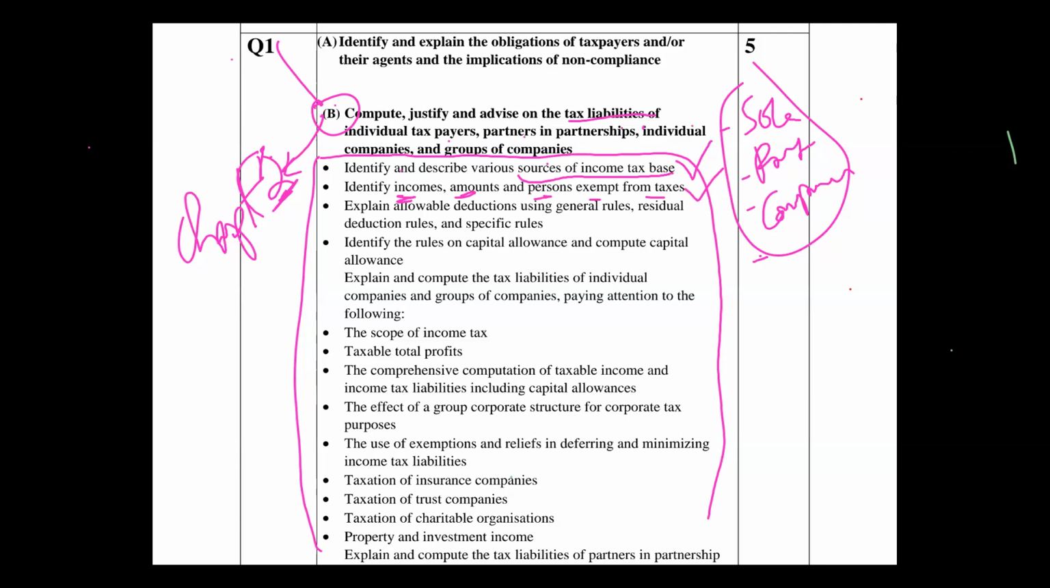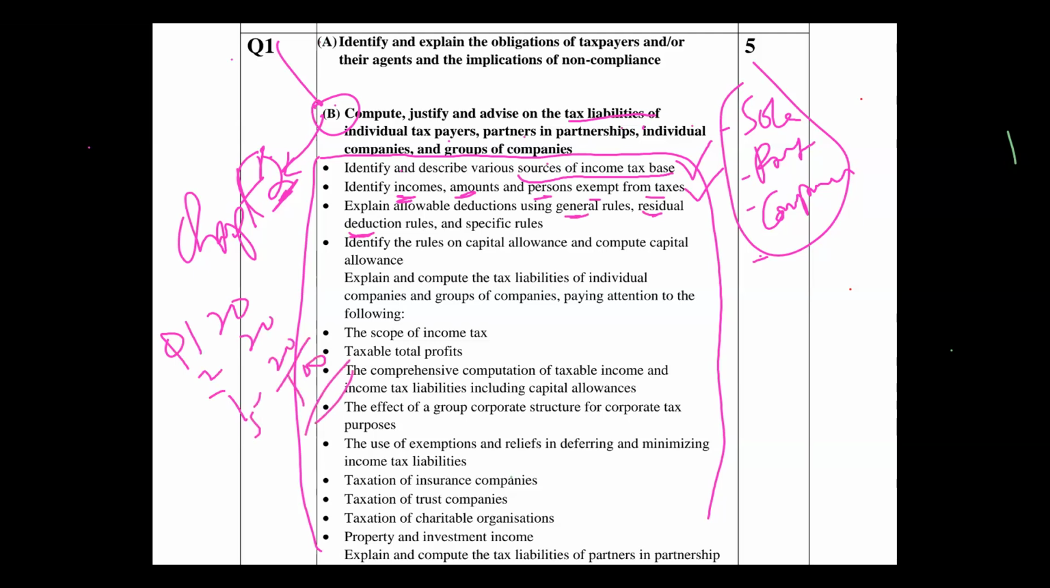Then the third one is explain allowable deductions using general rules, residual rules. So if I'm studying with my S&D notes and reading about the deductions, I'll make sure I know what to write under general rules, residual rules, deduction rules. And don't forget, each question has 20 marks. So question 1 is 20, question 2, 20, up to question 5, all 20, totaling 100.